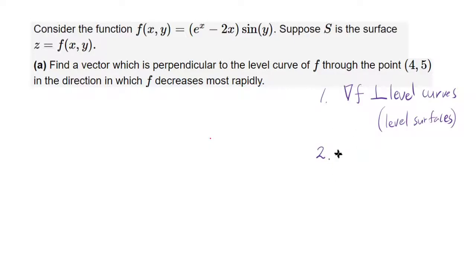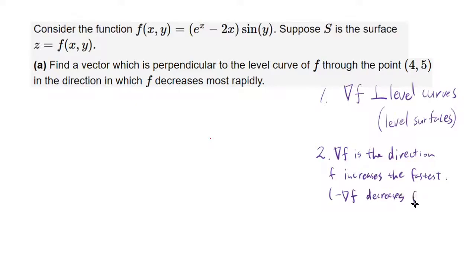Second important thing is that the gradient of f is the direction f increases the fastest. Okay, and if you take the negative of the gradient, it will be the direction that decreases fastest.